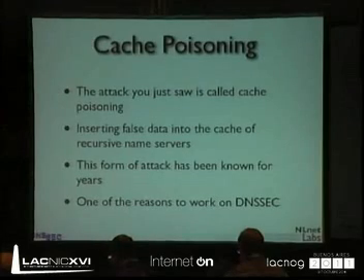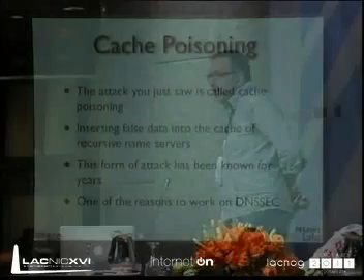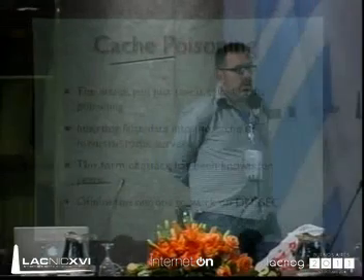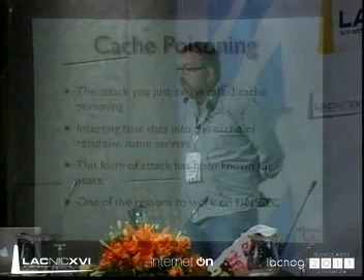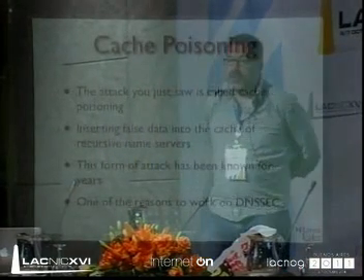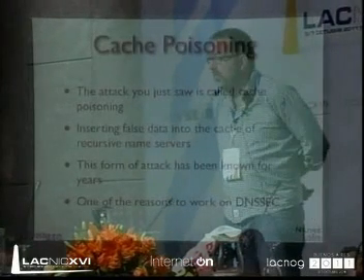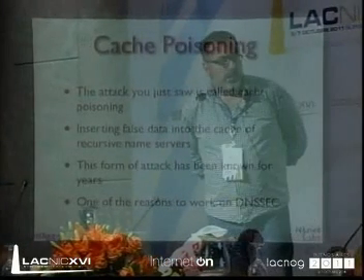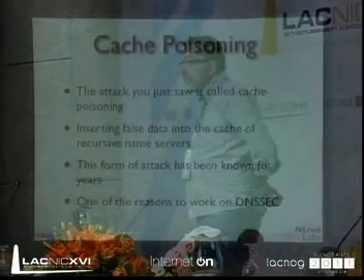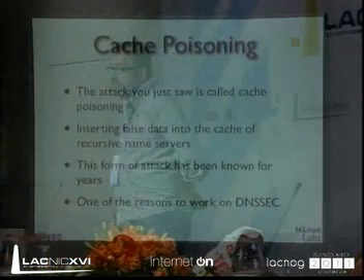The basis of it is inserting false data in the cache of the recursive name server. That's not a new attack, actually. In the early 80s, I believe it was, Steve Bellovin already described this in the Usenix paper. The story was that he actually withheld publishing this paper because he was so scared that this would be abused and misused.